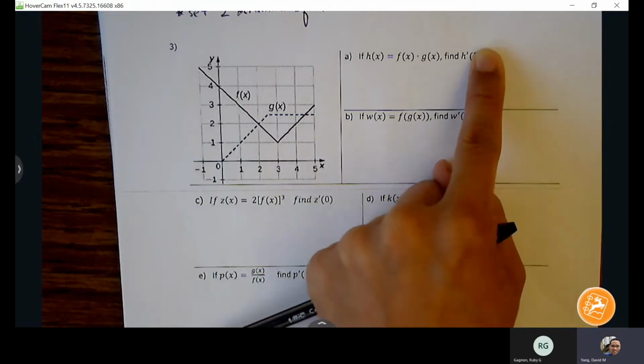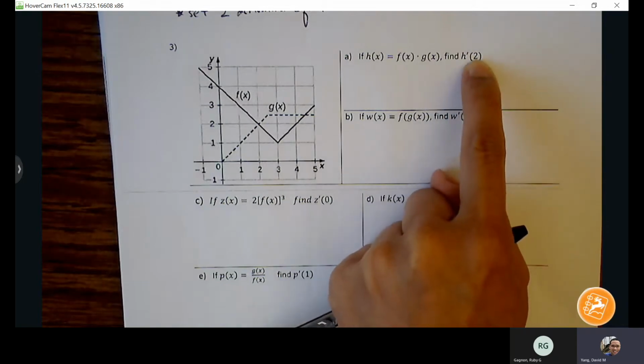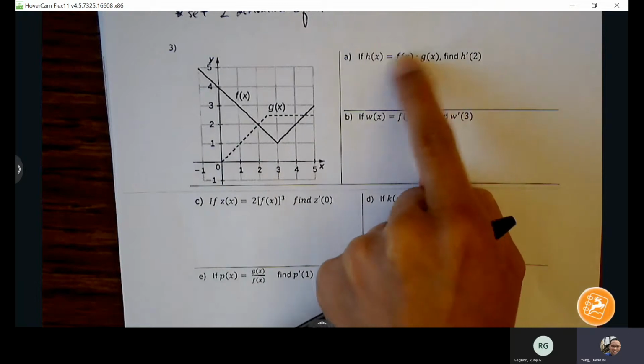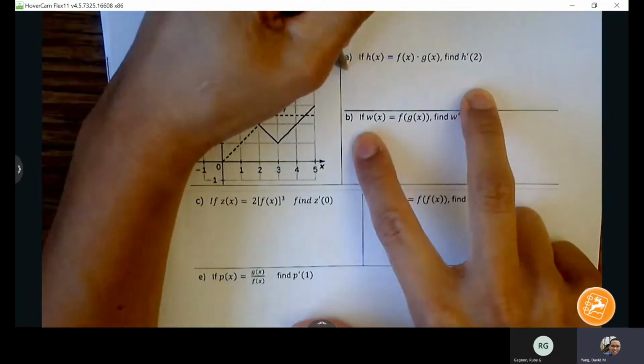So first, what I want you to recognize is that we don't work in the 2 yet, right? First, find h prime of x. We need to find the derivative function before we can evaluate it. So this is at least a 2-step process. I think sometimes students want to plug in the 2 and then find the derivative, and it just messes everything up. So focus your attention on finding h prime first.